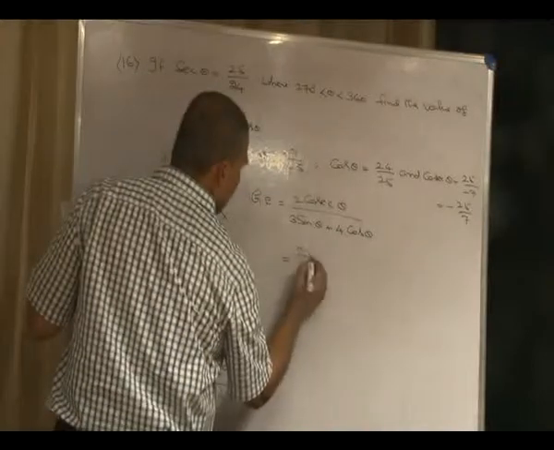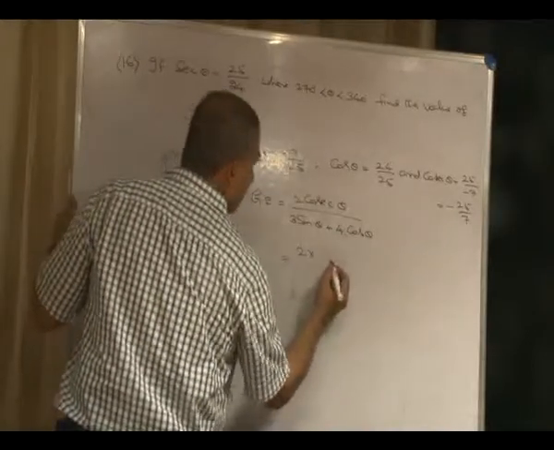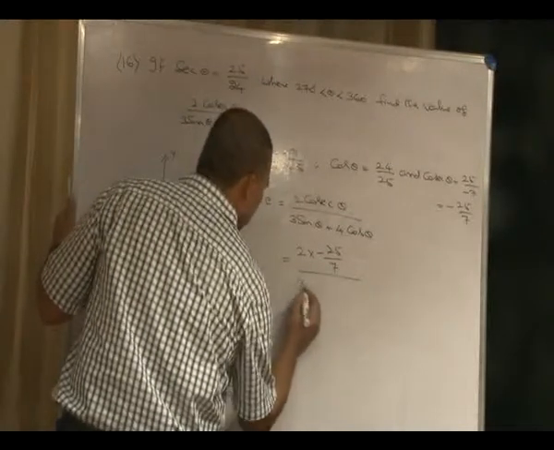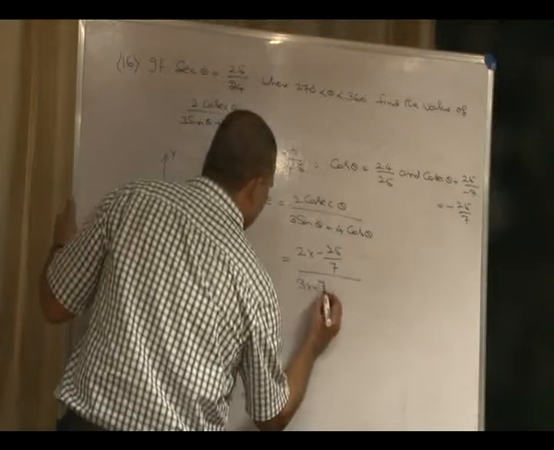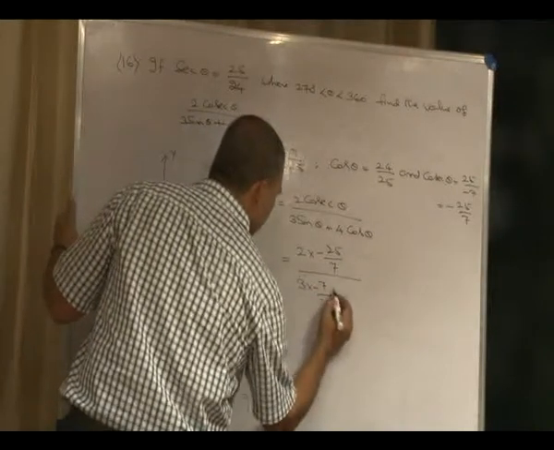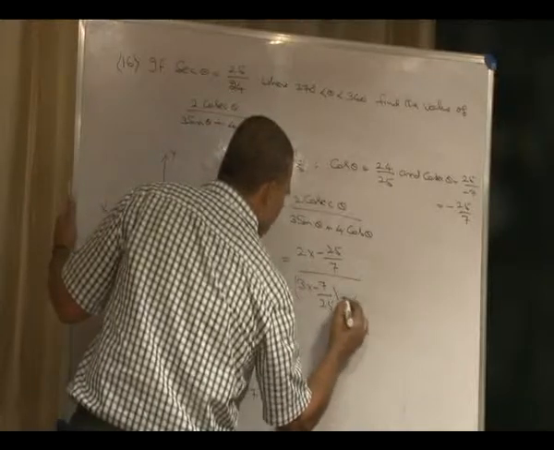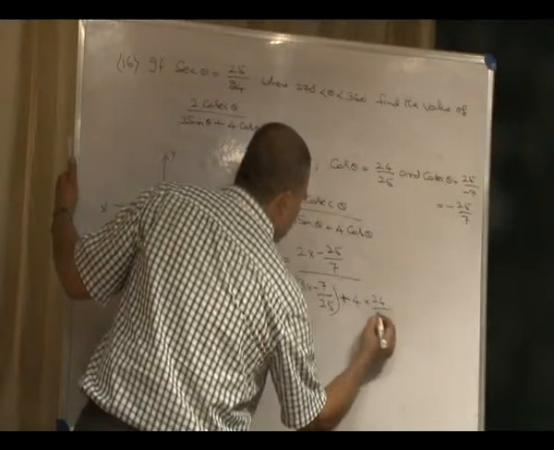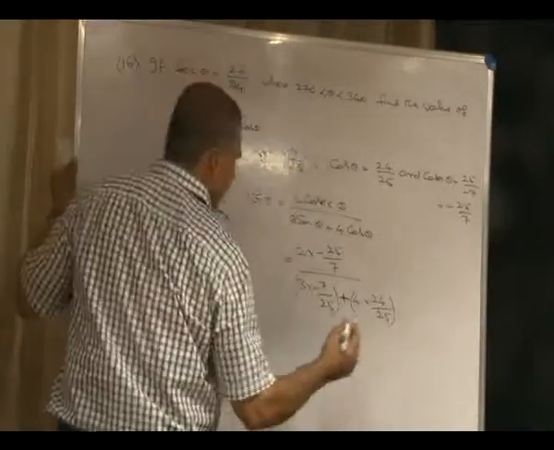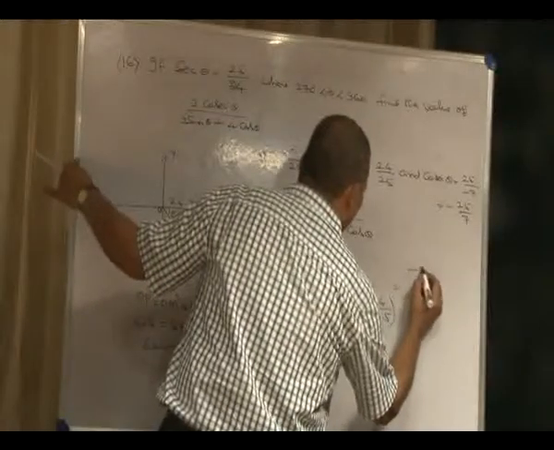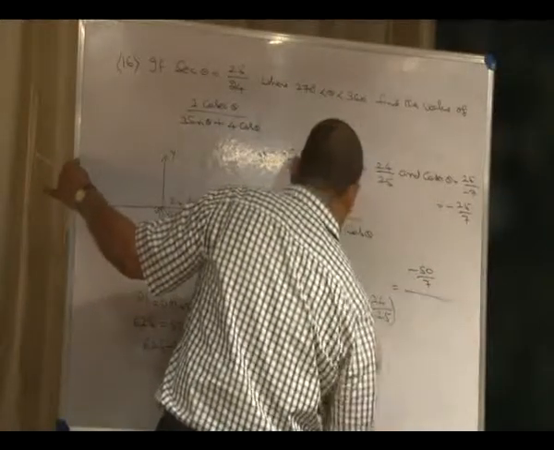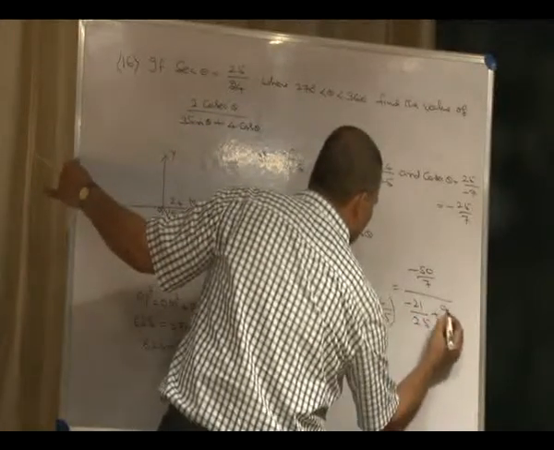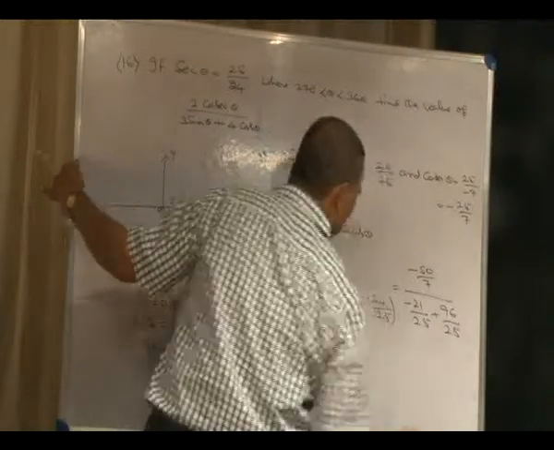Now substitute the respective values: 2 into cosecant, which is minus 25 by 7, upon 3 into sin theta, which is minus 7 by 25, plus 4 into cos theta, which is 24 by 25. That is 2 into minus 25 is minus 50 by 7, 3 into minus 7 is minus 21 by 25, 4 into 24 is 96 by 25.